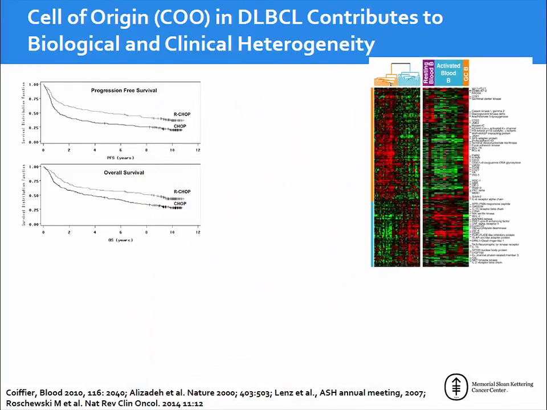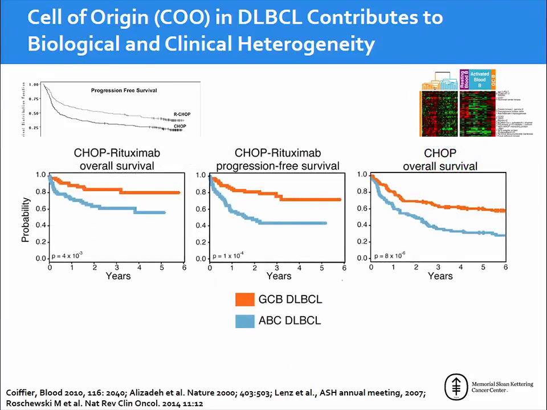And it turns out that this really had an impact on outcome. So patients treated in the modern era with rituximab and CHOP had differences in progression-free and overall survival, even when treated with rituximab and CHOP, whether they were germinal center or activated B-cell or non-germinal center. And we'll talk more about this.